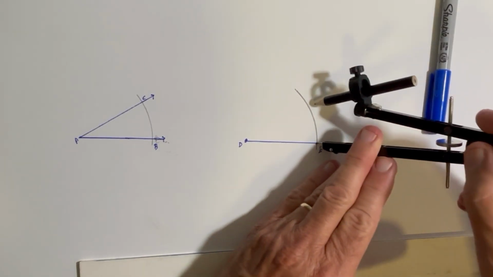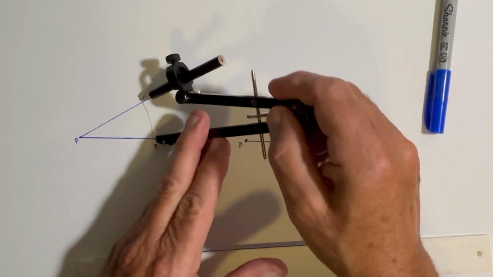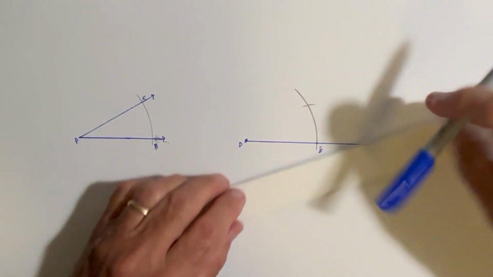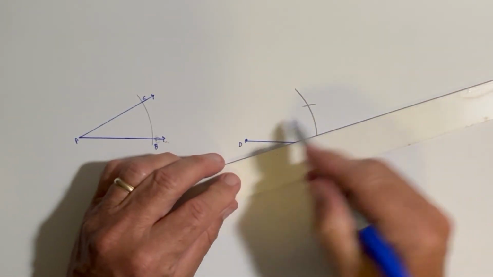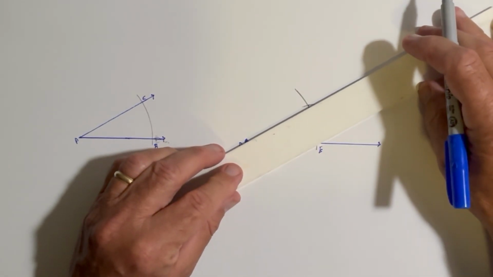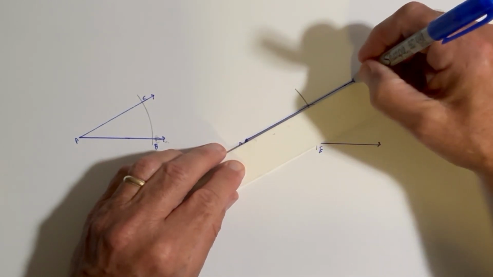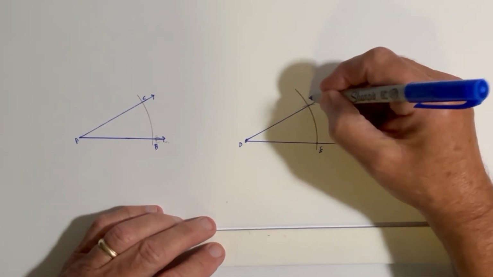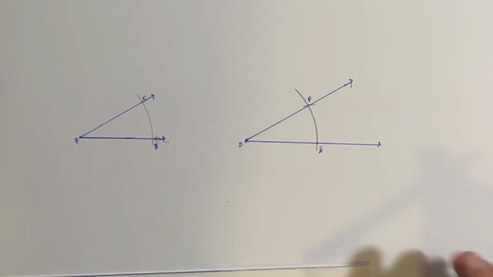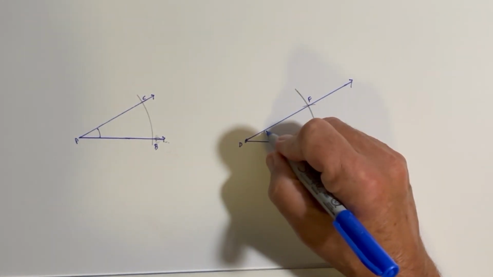Now put that at point E and draw this same arc. So I just transferred this arc from here over to here. Now what I want to do is draw another ray. I want to go from point D to this point right there where those intersect. And we'll call this point F. Now, if I've done this properly, this angle right here should be the same as this angle.